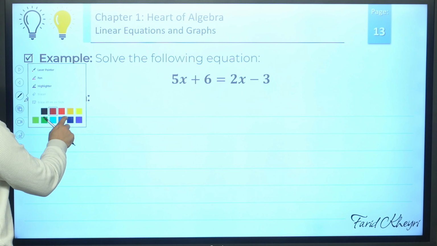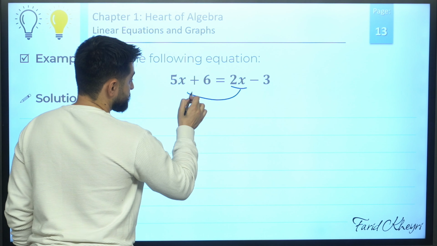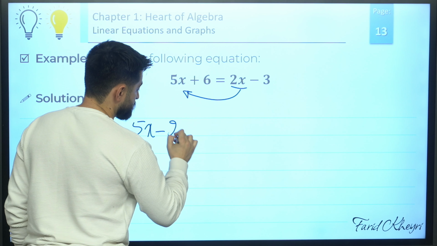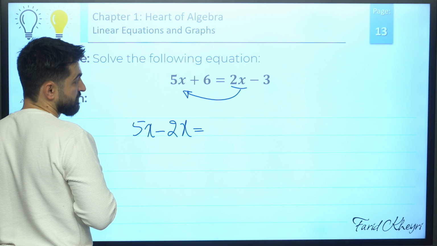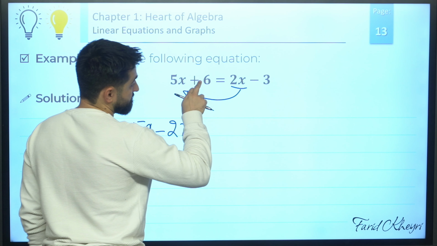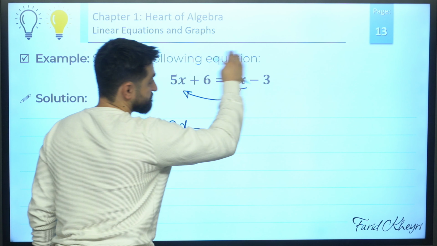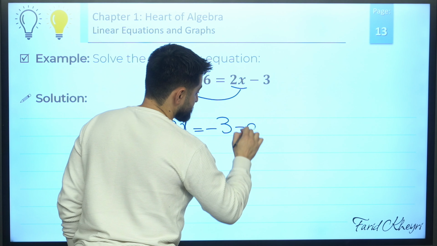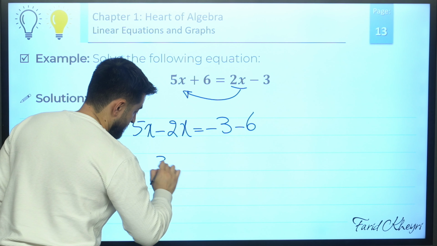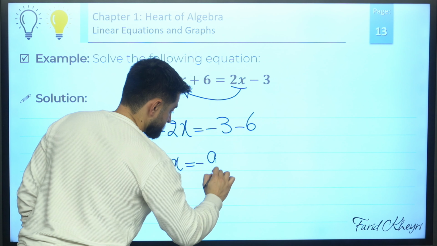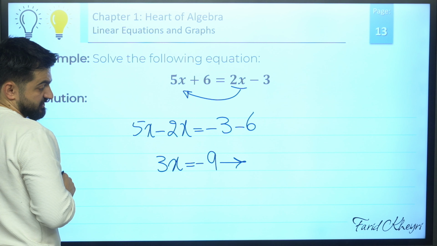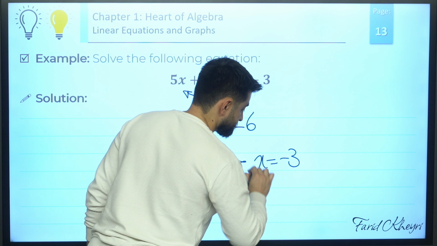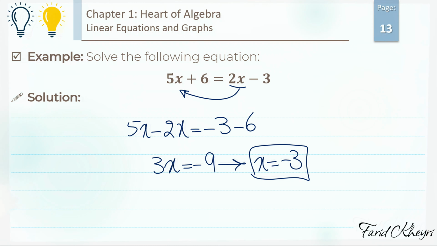For example, here we have to bring 2x to the left-hand side, which gives us 5x minus 2x. So it's time for bringing 6 to the other side. So it will give us minus 3 minus 6. Now we have 3x is minus 9. And if we divide both sides by 3, we'll get x is minus 3. Let's take a look at the solution.